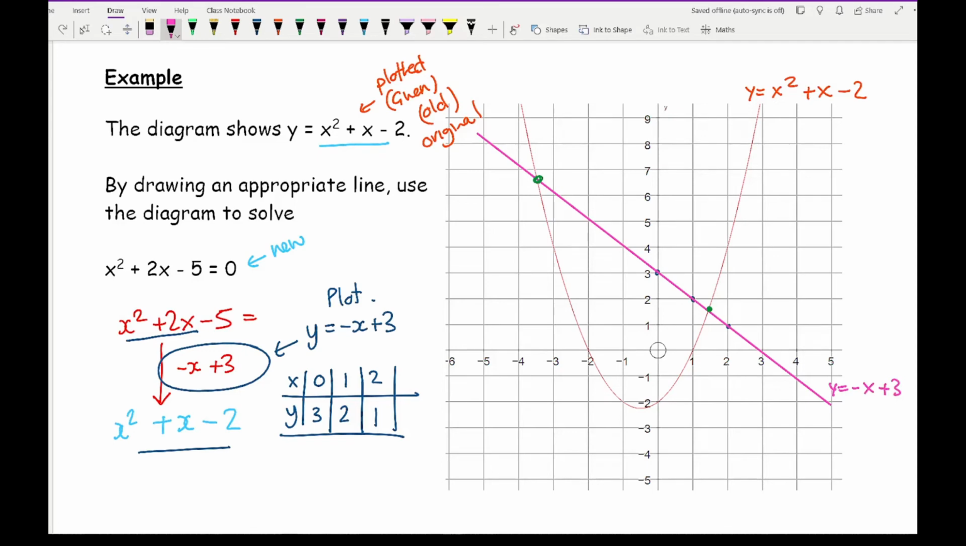And then what I want to do is project downwards to see what these values are. So this is going to be the solution to this equation here. The solution I get is that x is going to equal, I'm going to go for minus 3.5, or that x can equal 1.5.